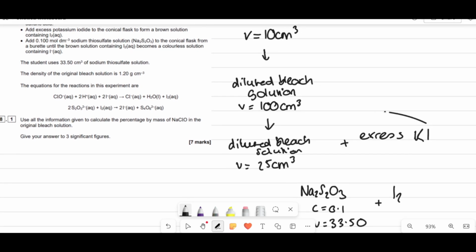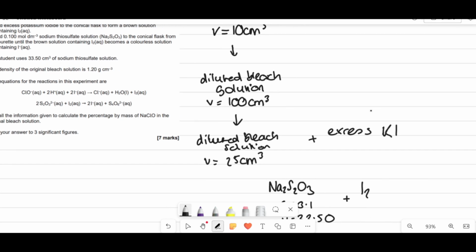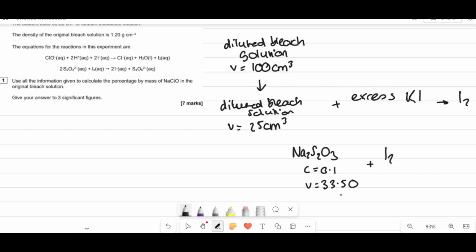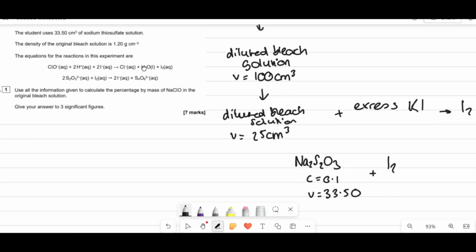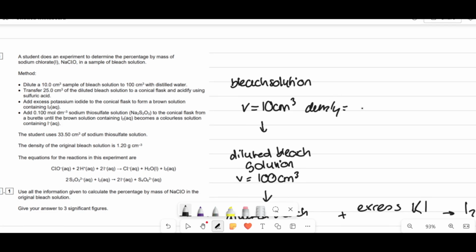So here in this step, they're adding so much potassium iodide till eventually it becomes brown and contains I2. So the I2 is here, right? And then we've got this I2 here, and that's it. And then what other information do we know? The density of the original bleach solution was 1.2 grams per centimeter cubed. So its density equals 1.2 grams per centimeter cubed.